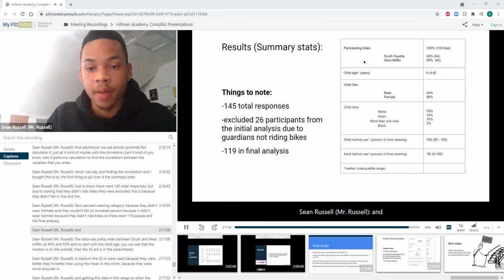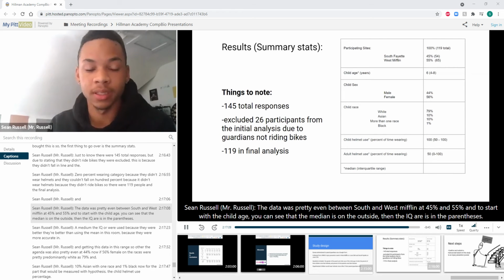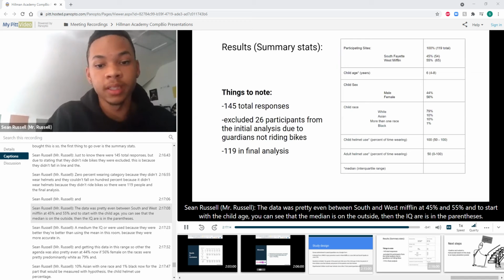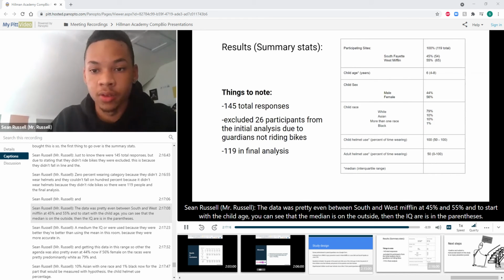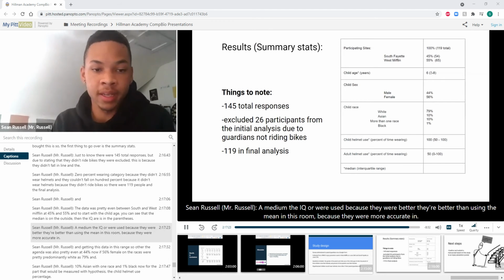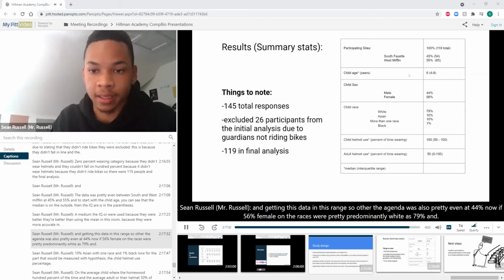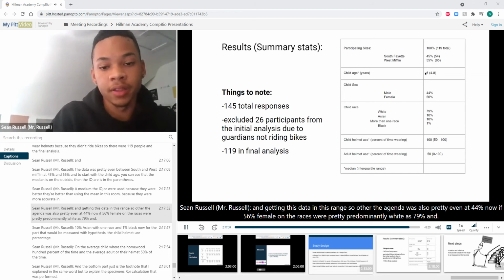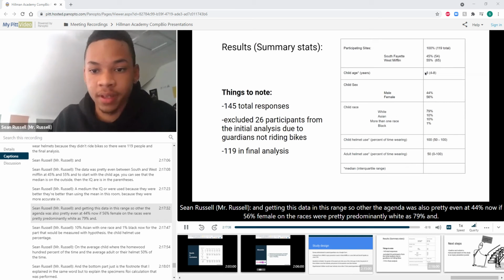And the data was pretty even between South Fayette and West Mifflin at 45% and 55%. To start with the child age, you can see that the median is on the outside, and then the IQR is in the parentheses. Median and the IQR were used because they were more accurate than using the mean in this range. The gender was also pretty even at 44% male and 56% female.